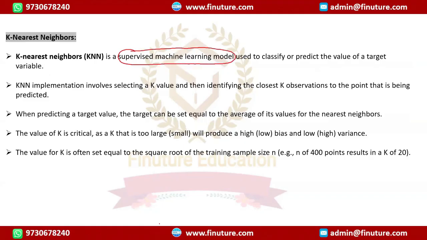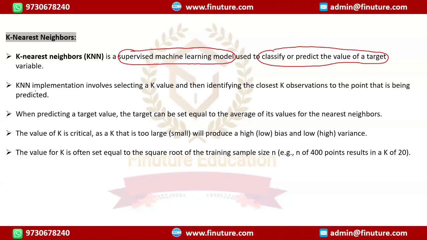Which were the two supervised learning models that we talked about last time? Under supervised, you were doing two things. One was classification and another one was regression. So with KNN, you try to classify or predict the value of the target. When I say target, that is the dependent variable.